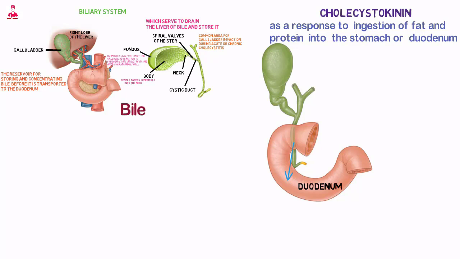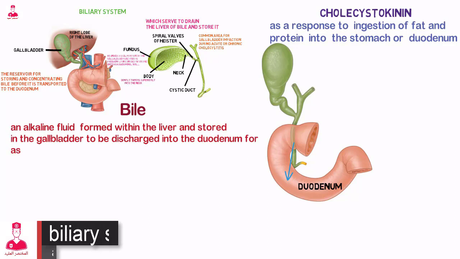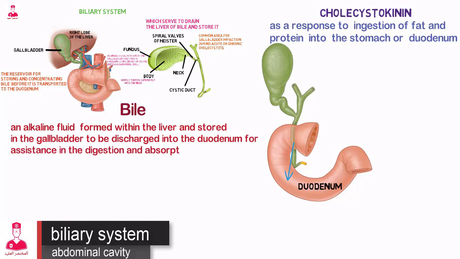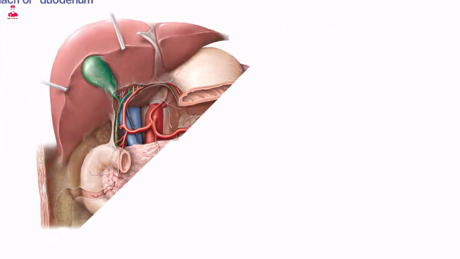Bile is an alkaline fluid formed within the liver and stored in the gallbladder to be discharged into the duodenum for assistance in the digestion and absorption of fats and elimination of cholesterol and bilirubin from the body. It is collected for transport to the gallbladder by the intrahepatic bile ducts.